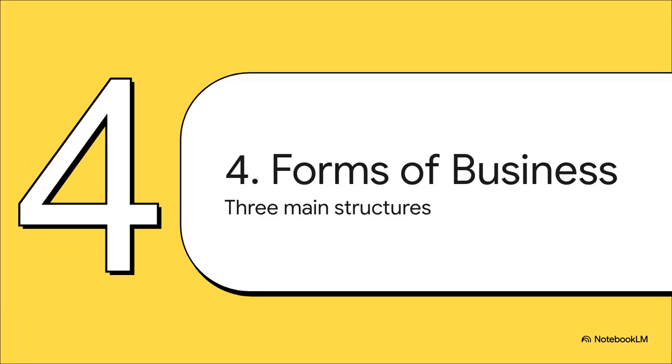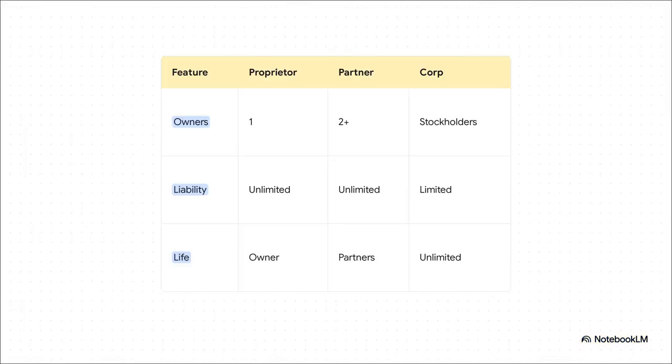Section 4. Forms of business. Proprietorship, partnership, corporation. Stare at this matrix for a second. Comparing proprietorships, partnerships, and corporations side by side like this is infinitely better for your brain than reading dense, boring textbook paragraphs. A proprietorship is owned by one person, a partnership by two or more, and a corporation by stockholders.